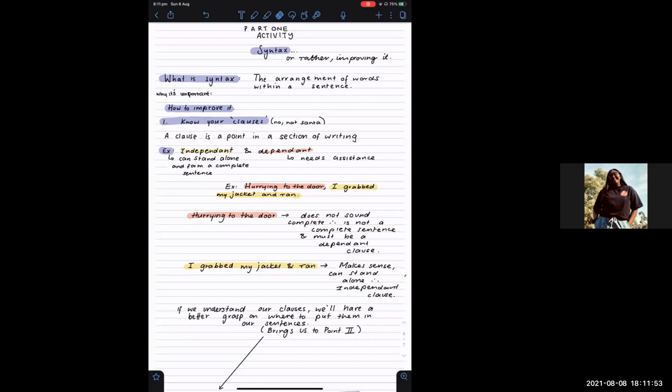Can dependent clauses be called subordinate clauses? Yes, they can, but I would prefer if you kept it independent and dependent so you do not get confused, because you can also have subordinates within sentences, which is something completely different, okay?